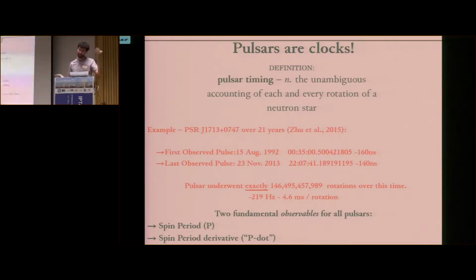And the other takeaway from this slide is that there are 2 fundamental observables for all pulsars: how quickly they are spinning, and, because they're losing energy, that they're also spinning down. So the neutron star clock basically has these 2 fundamental parameters. We'll come back to that as well.